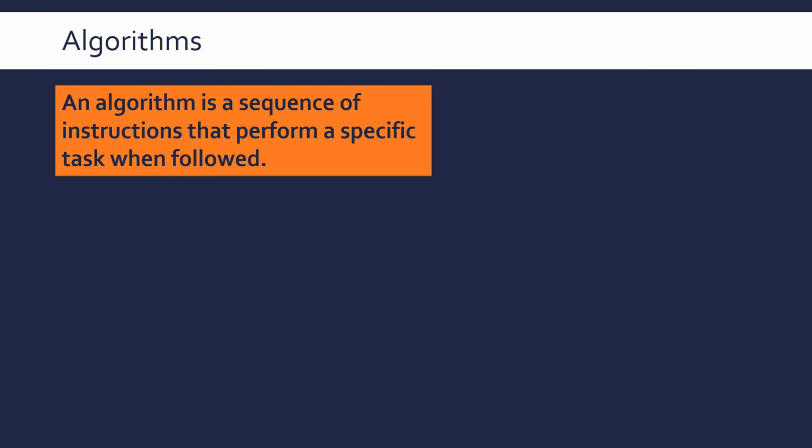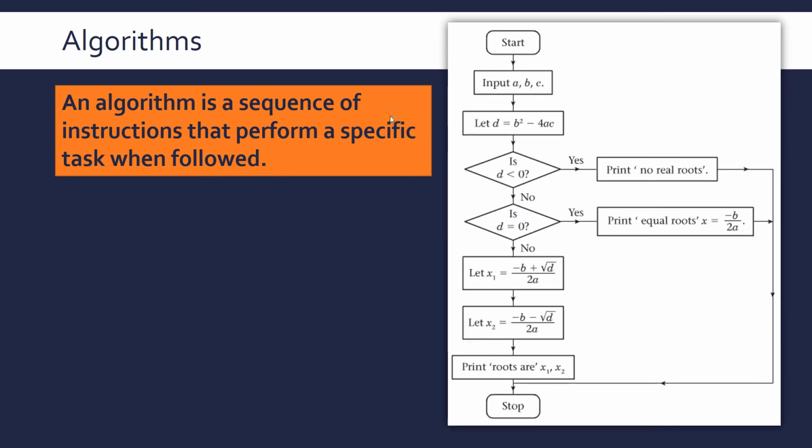which is very powerful because a computer can only really follow instructions, it can't do anything by itself. So if you write an algorithm for a computer to follow, then it's going to perform the task the algorithm is designed to do. So this is a flowchart example of an algorithm.